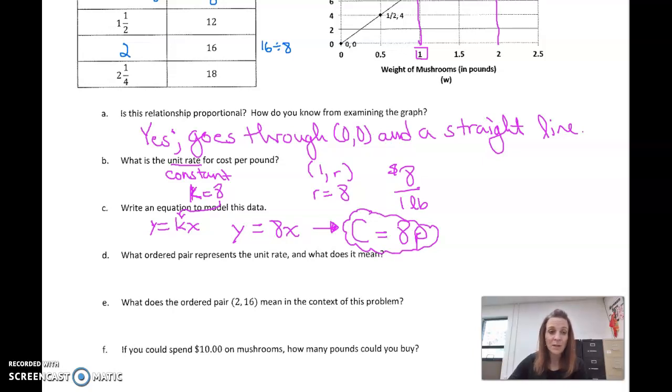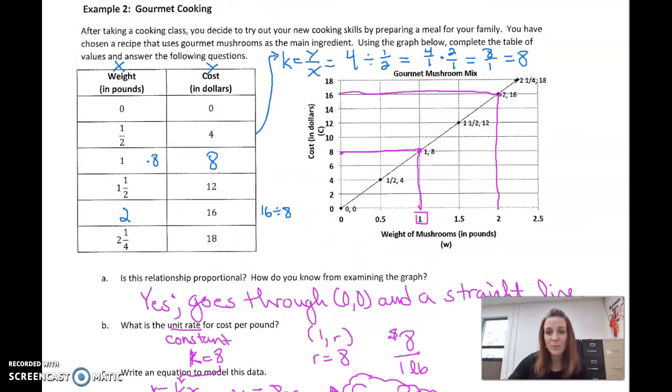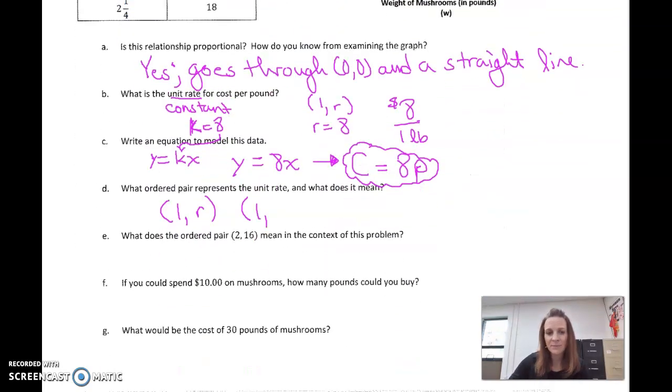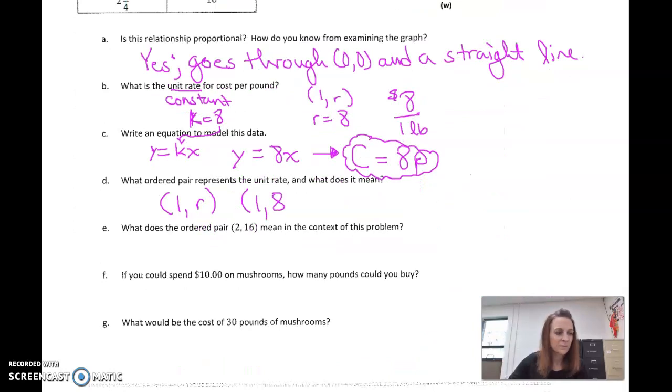All right, I already kind of gave you the answer to this next one. What ordered pair represents the unit rate? Well, remember, unit rate means per 1. So in this case, 1, 8. Okay, what does it mean? Well, it means 1 pound costs $8.